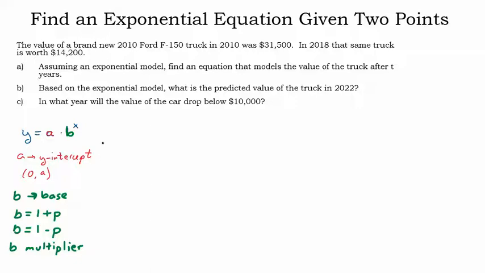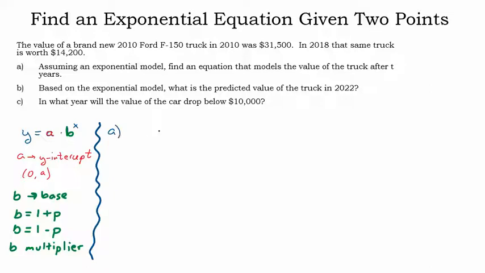All right, so let's look at the information that we have here. Let's just keep this in our minds because that's what we're trying to build. The value of a brand new 2010 Ford F-150 truck in 2010 was $31,500. In 2018, that same truck is worth $14,200. A, assuming an exponential model, find an equation that models the value of the truck after t years.